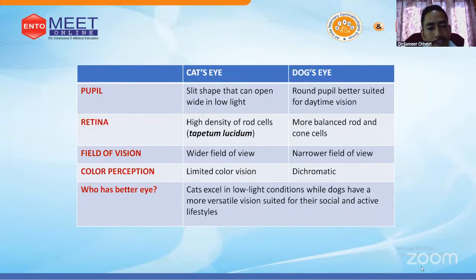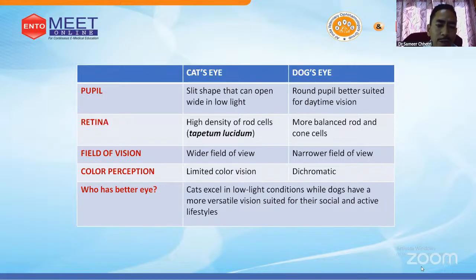When we look at the retina, there are more rod cells in the cat, which are of more use for night vision or dim light vision, compared to the dog's eye, which has more balance of rod and cone cells. And also in the cat's eye, we see the tapetum lucidum, which is attached with the choroid part. That is the reflective layer that helps in better vision in dim light.